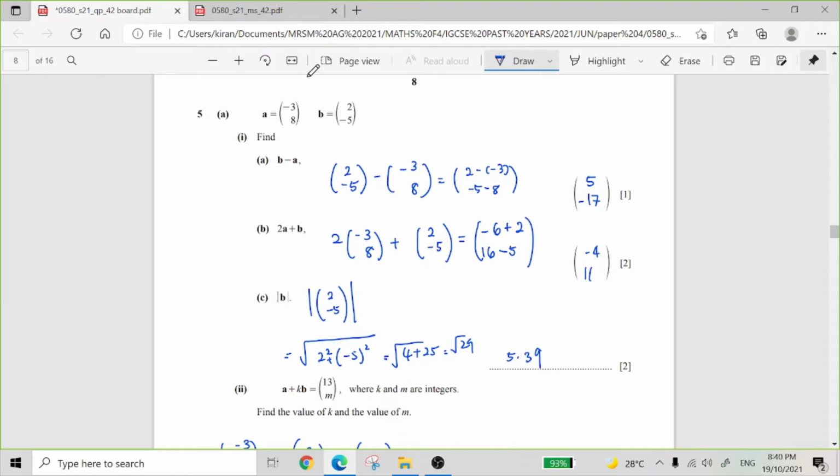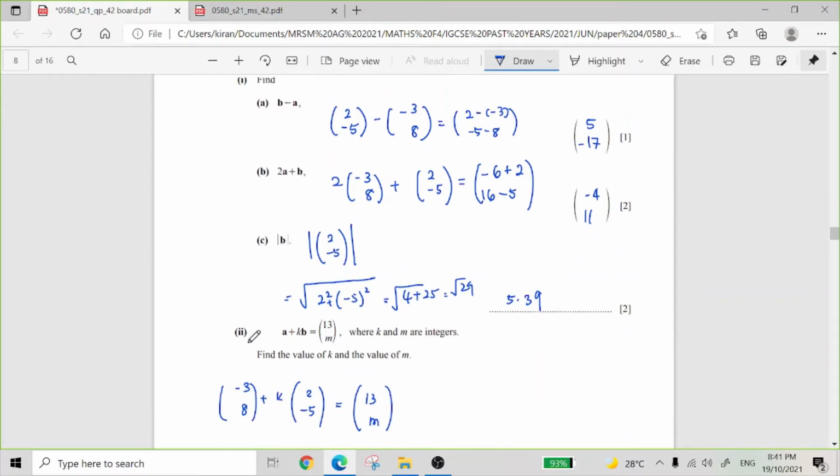Question C asks for the magnitude of vector B, so this is the formula for the magnitude of a vector. We take 2 in the direction of x, 2 squared plus negative 5 squared, and then we get the square root of 4 plus 25, which is the square root of 29. Make sure you give your answer in decimal places. Please calculate the value, don't leave your answer in terms of the square root. So we get 5.39.